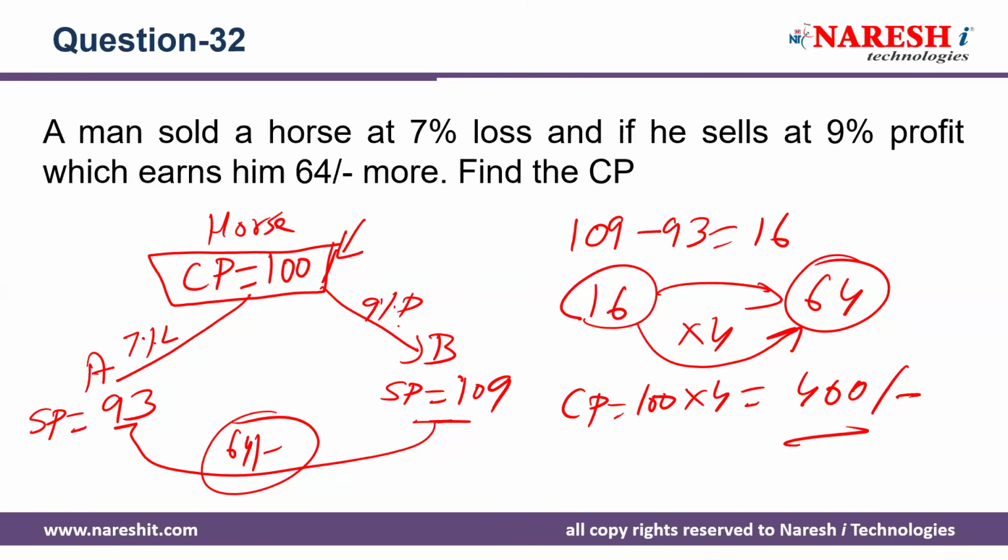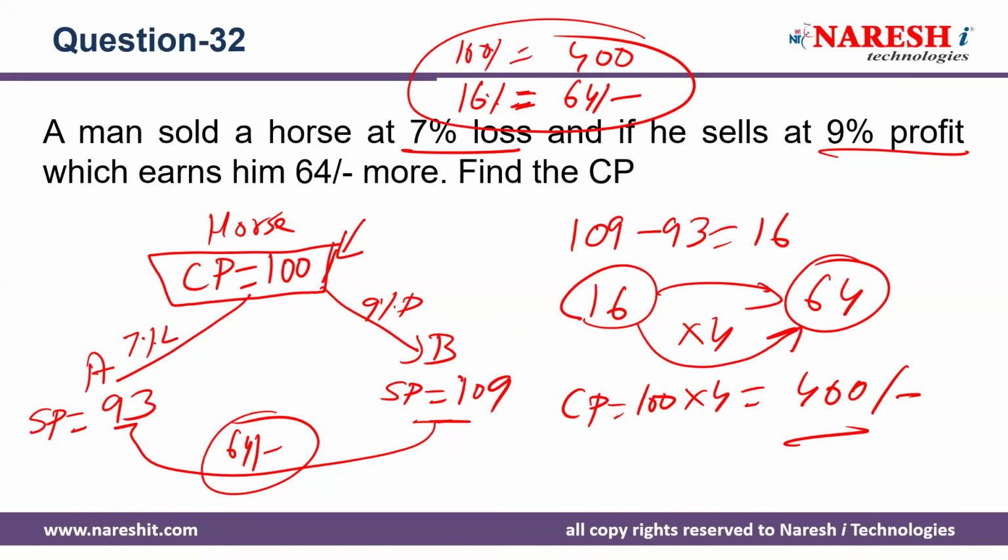Now, to do this problem in a different way, yesterday I told you one concept. I don't know how many of you remember. What will you do if there are two things in opposite direction or two things in the same direction? What is the shortcut? Opposite means plus. So 7% loss and 9% profit are opposite, right? Opposite means plus 16%. Equate the 16% to 64 rupees, which is given in the question. Then 100% will become 400.